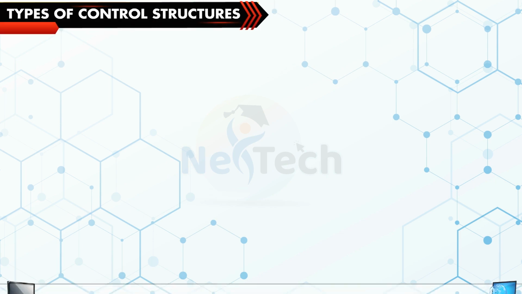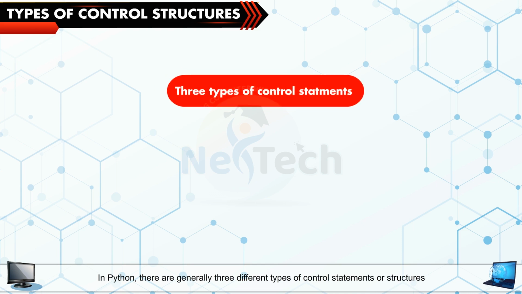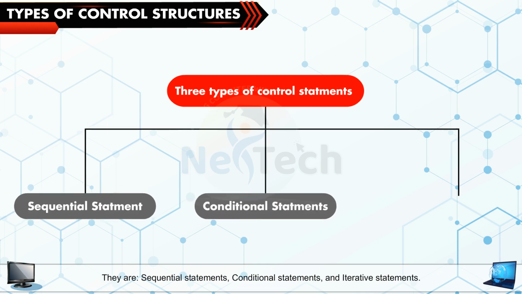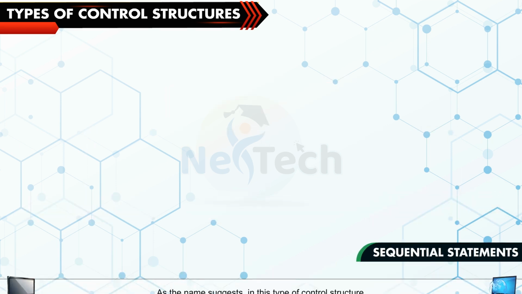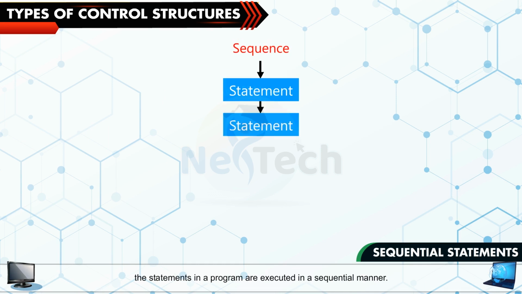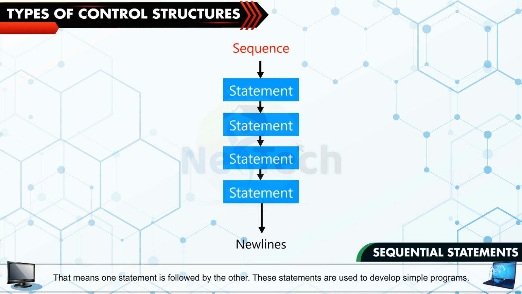Types of control statements. In Python, there are generally three types of control statements or structures that determine the flow of execution in a program. They are sequential statements, conditional statements, and iterative statements. Sequential statements. As the name suggests, in this type of control structure, the statements in a program are executed in a sequential manner. That means one statement is followed by the other. These statements are used to develop simple programs. It is the default control structure in a Python program.